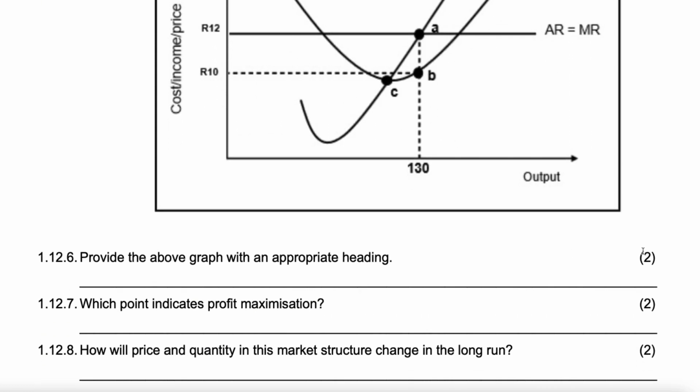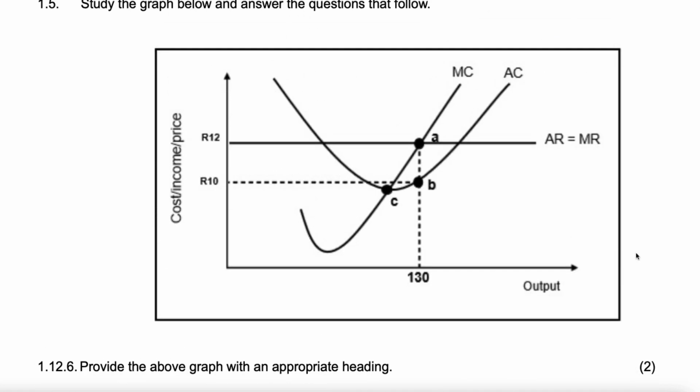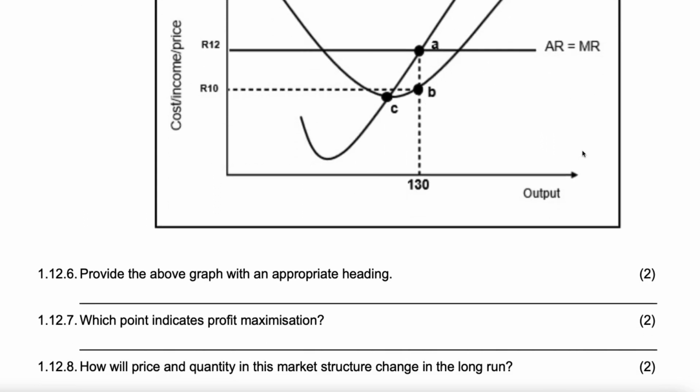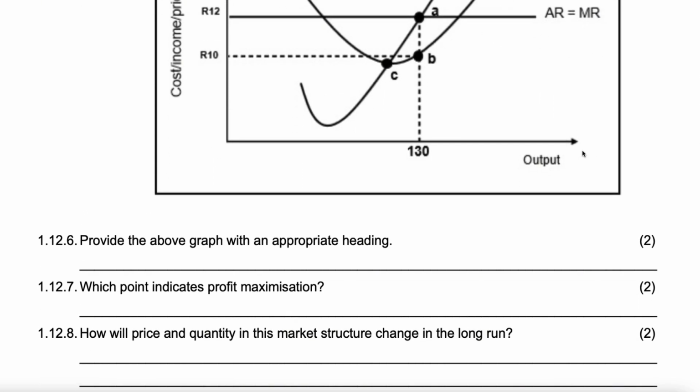If it's for 2 marks, they can say then motivate. The motivation is because that's where MC intersects MR. Then, how will price and quantity in this market structure change in the long run?